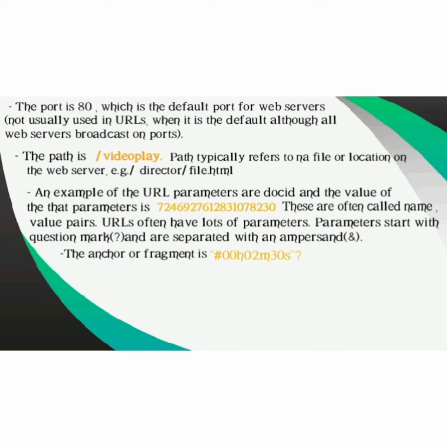/directory/file.html. An example of the URL parameters is docid, and the value of that parameter is the given number that we have taken as the example in the previous slide: 72469277612831078230. These are often called name-value pairs. URLs often have lots of parameters. Parameters start with a question mark and are separated with an ampersand symbol. The anchor or fragment is #0h0m30s.